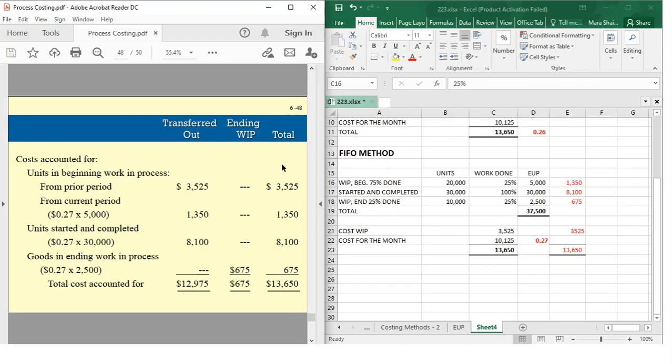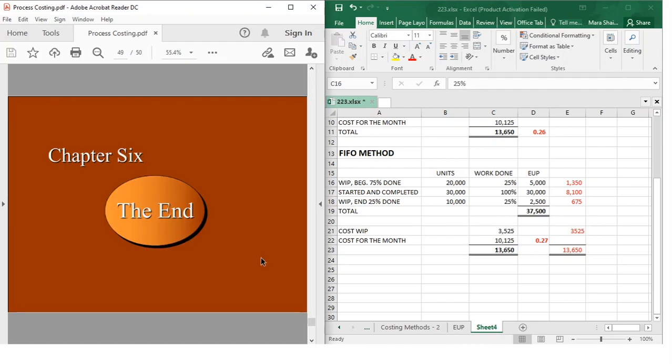Now, for the allocation, or the cost accounted for, you have the transferred out: 3,525 from the prior period, then from the current period 1,350. Then units started and completed, 810, and the goods in ending work in process of 675. So, it would still equal 13,650.